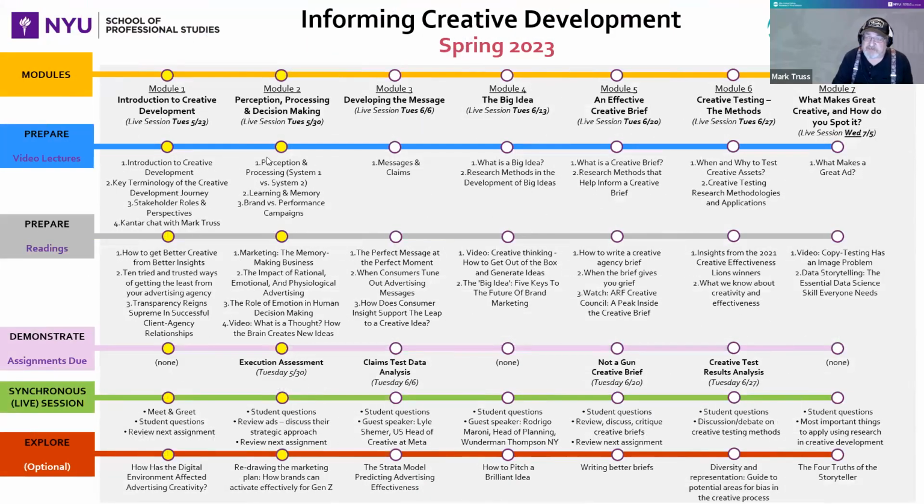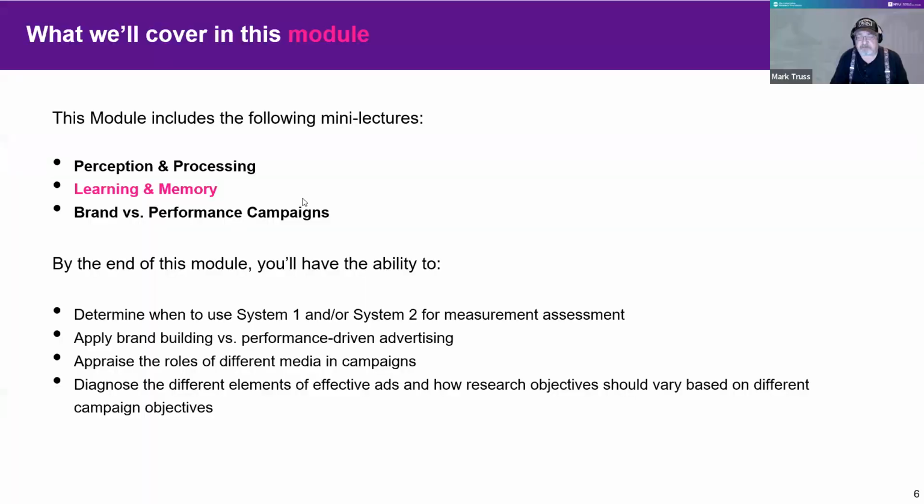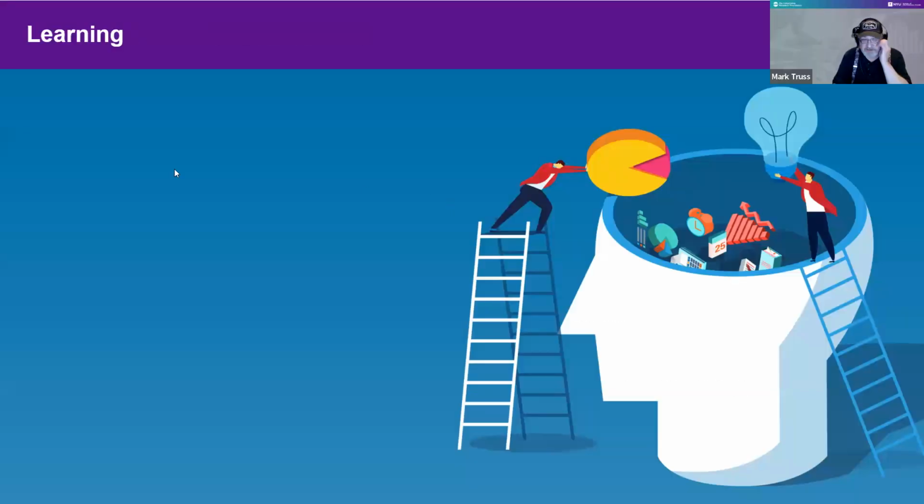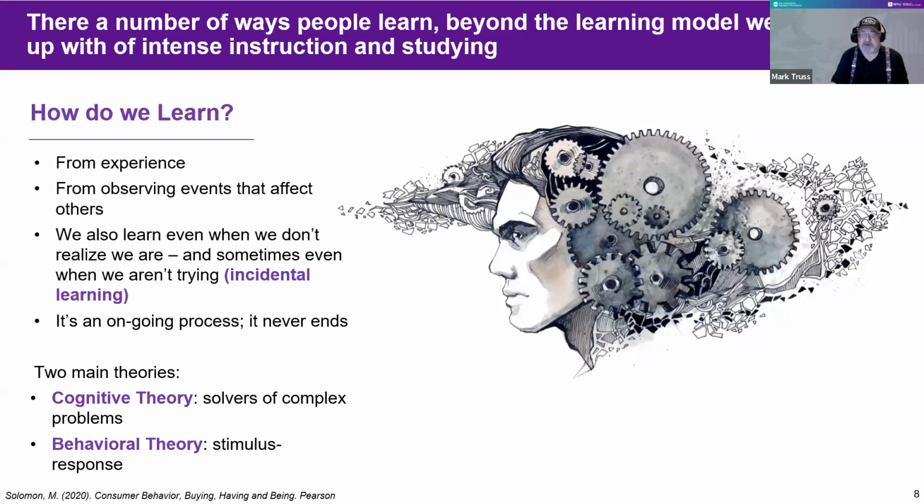So as you know, we are in module 2. There are 3 lectures in here. This is learning and memory, the second of the 3 in this session. So let's start with talking about learning. What is learning and how do we learn?